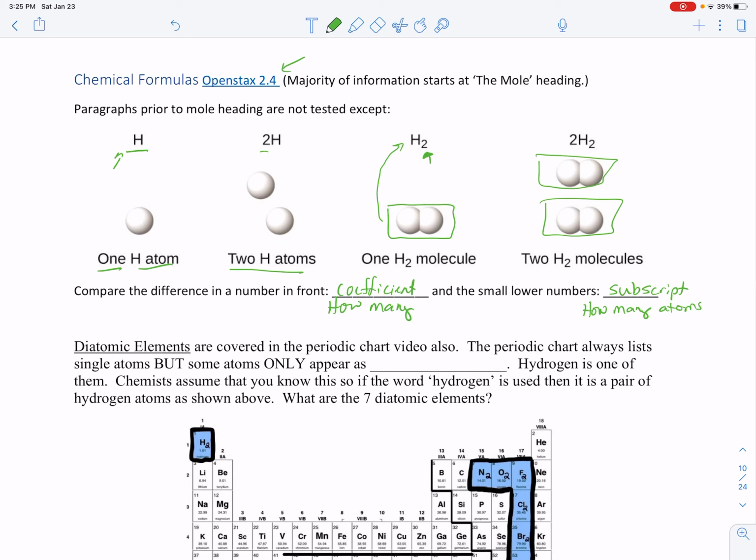So this is how many total things that you have. In this case, the one in front, there was 1 total, there was 2 total. In this, there was 1 total paired molecule, atoms that were bonded, 1 total molecule. This, there are 2 totals of things that are bonded. And the little number tells us how many atoms are in each of those sets.